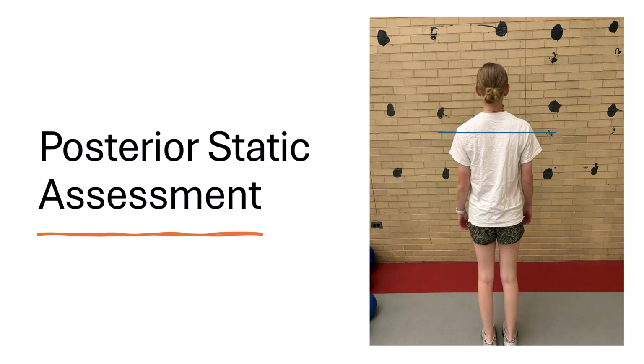Now in the posterior static assessment, we are looking for knee valgus, seeing if the shoulders are even, seeing if the pelvis is in line, and looking for any scapular winging. So as you can see here with the same straight line, it is a little bit off, which is my error, but you can still see how the right shoulder is tight and propped up versus the left shoulder that is relaxed and lowered.